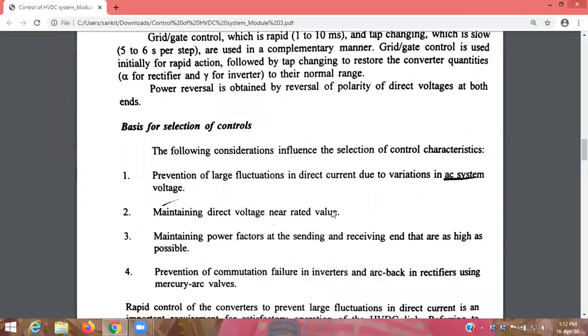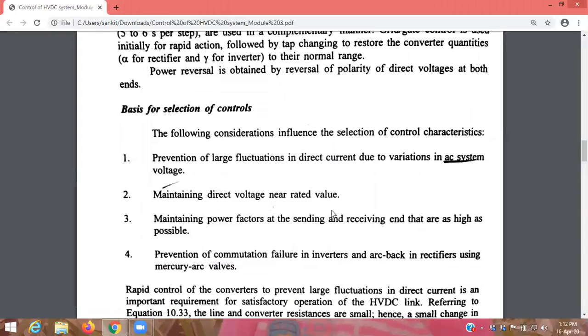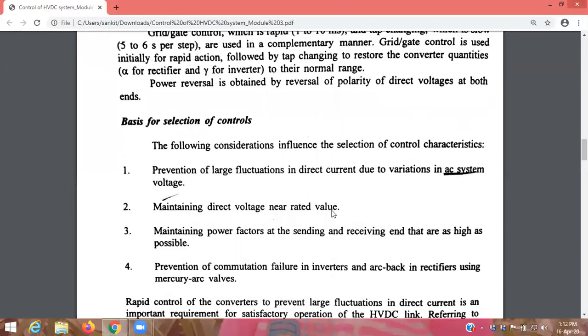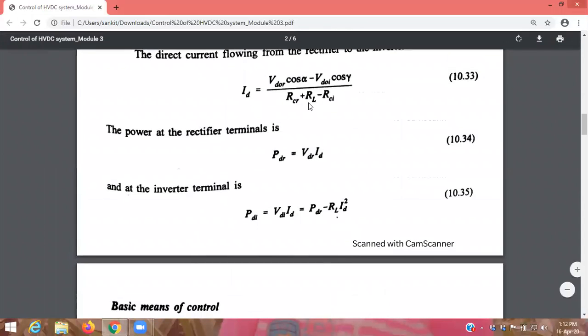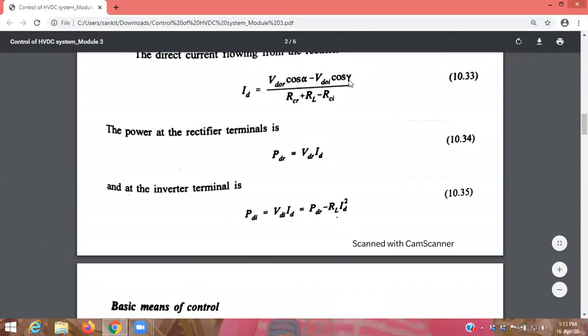There are some bases for selection of control. What are the bases? The first one is why we need to control the HVDC system. The first one is the need to prevent large fluctuations in the direct current due to variations in AC system voltage. Now see, if we look carefully here, if this firing angle alpha and this extinction angle gamma are both constant, the denominator is already constant.